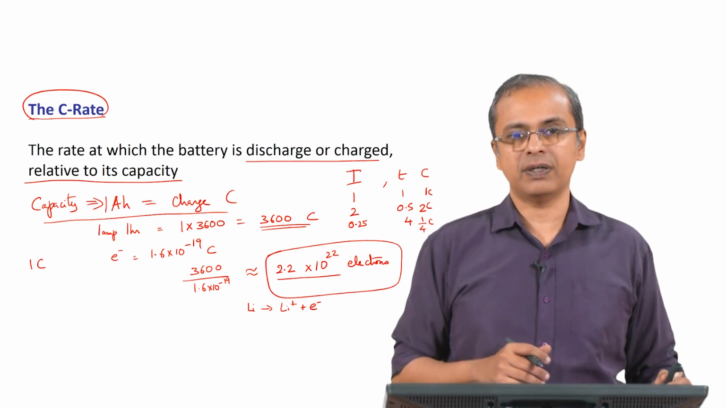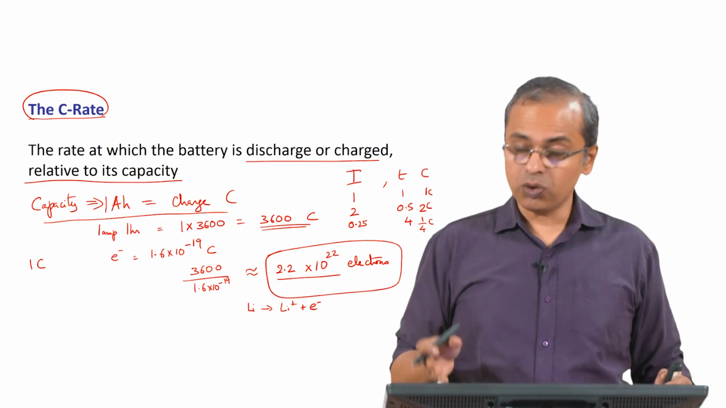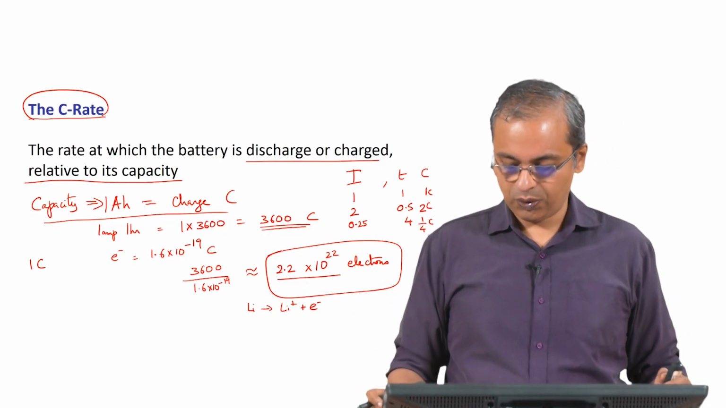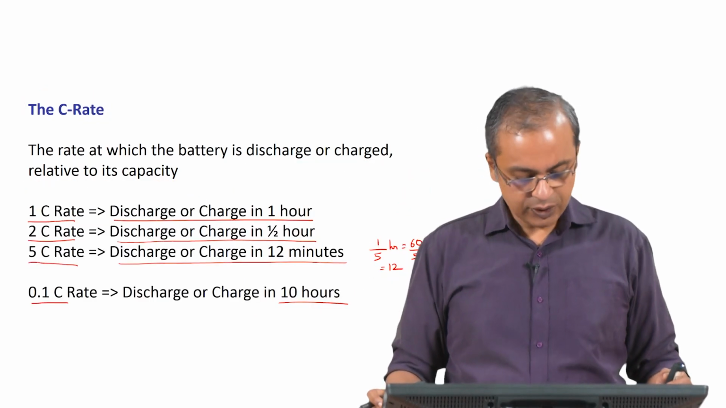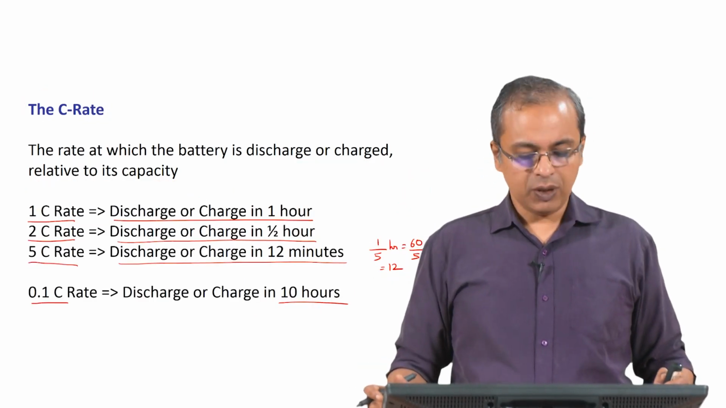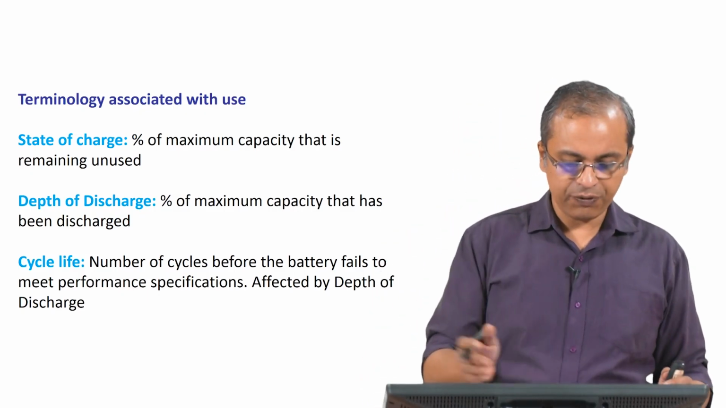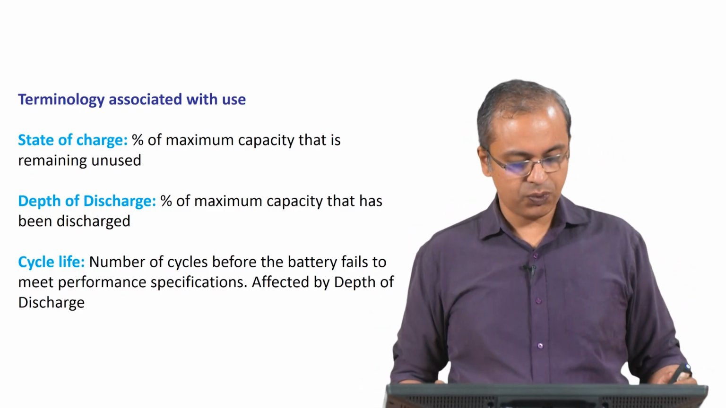It may not last half an hour; it may last less than that. If you go to slow current densities, it may last the whole distance. That is how you have to think about it. That is the idea of the C rate. Now, since we talk about charge and discharge, we will look at a couple of small terms that we have to keep in mind.